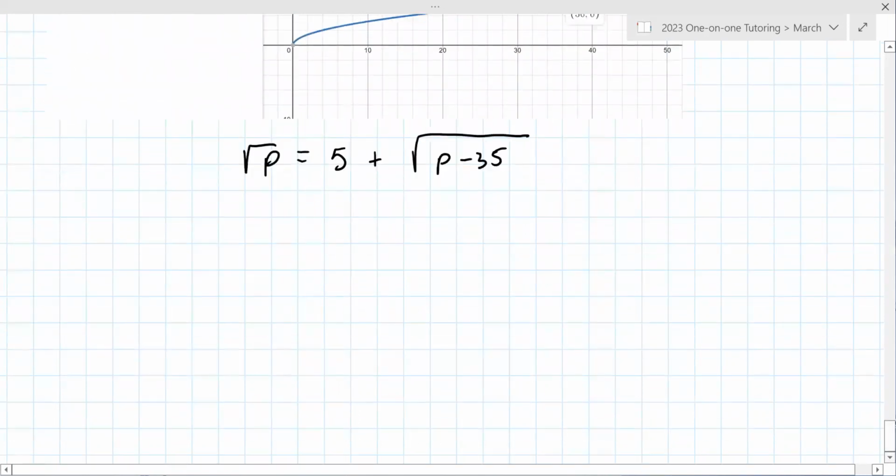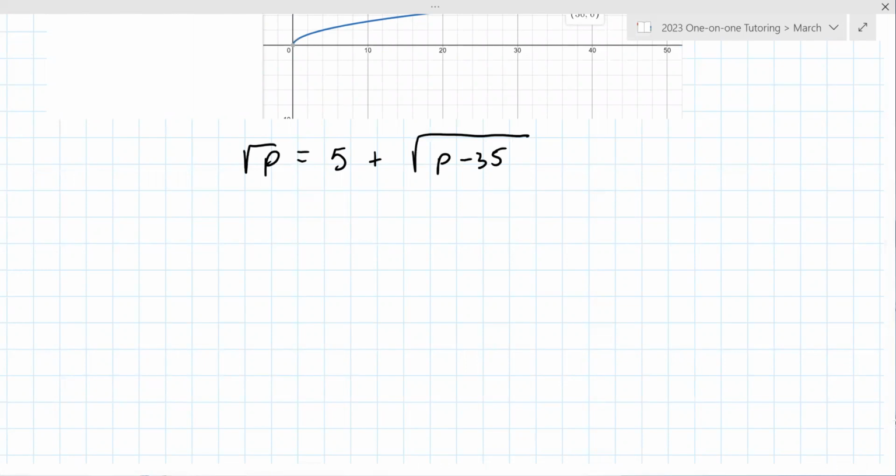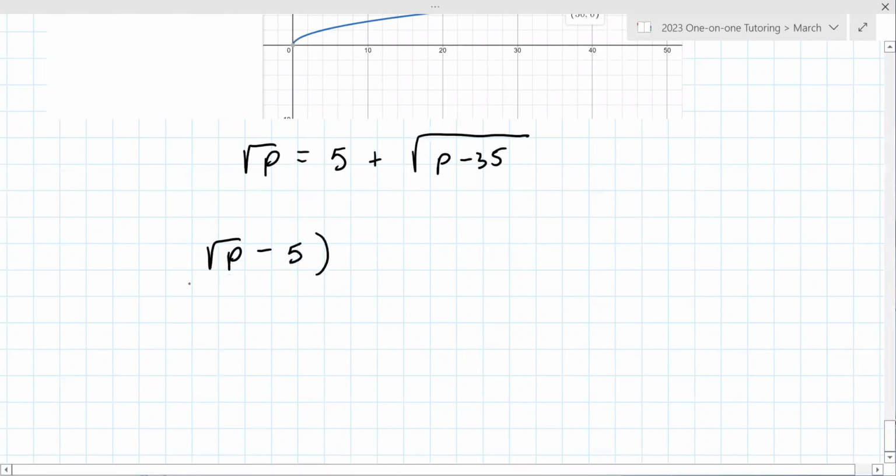All right. Any idea how to start this? So we'd subtract 5 from both sides. Yeah, I do like doing that. That's the left, the right is this, and you're going to square both sides.